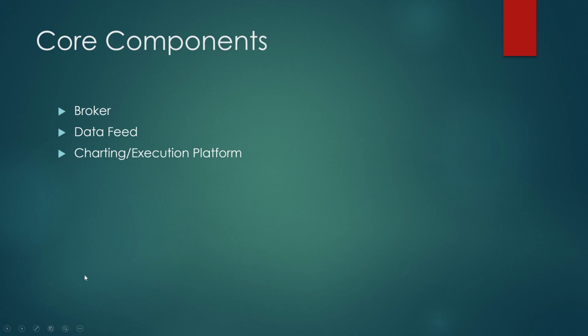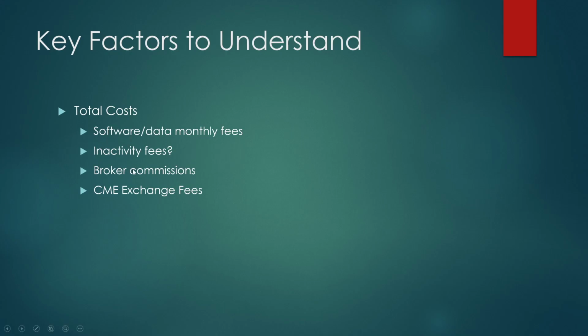Same with charting platforms. There's a lot of really nice, solid charting platforms out there that can do a whole lot of advanced things that you probably haven't experienced if you're just someone coming in from a Thinkorswim or a Robinhood or a Webull. Key factors to understand when you're looking at all of this: what are your software and your data monthly fees? Are there inactivity fees with your broker? What are the commissions they're taking? What are the CME exchange fees, the CQG routing fees? Looking at how this all comes together.